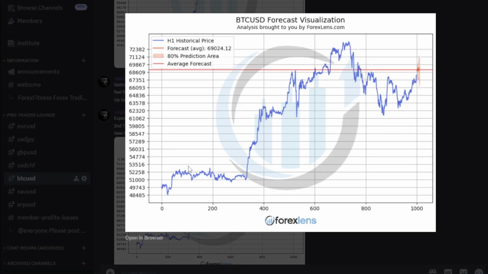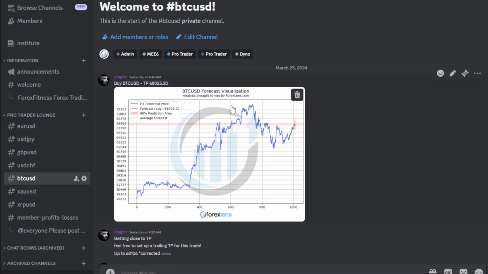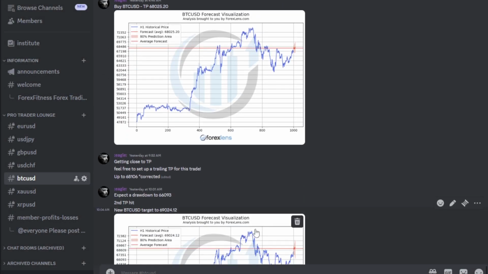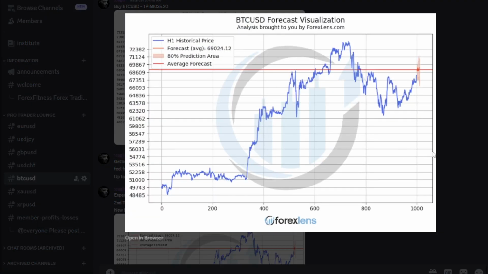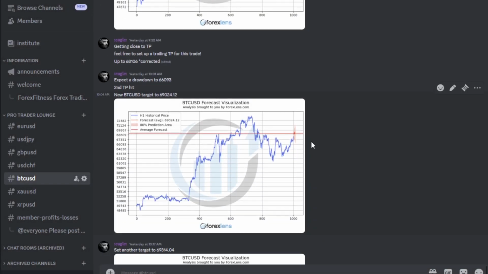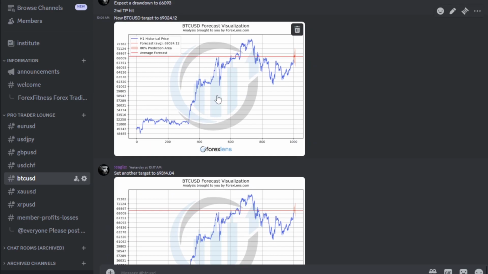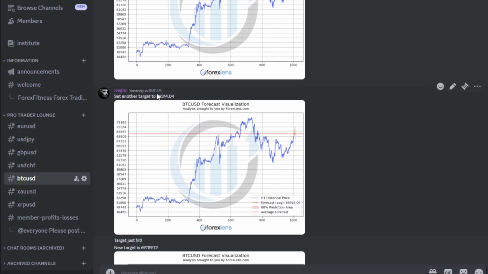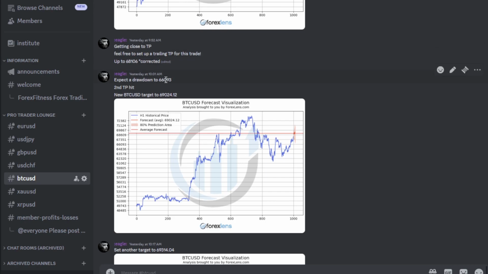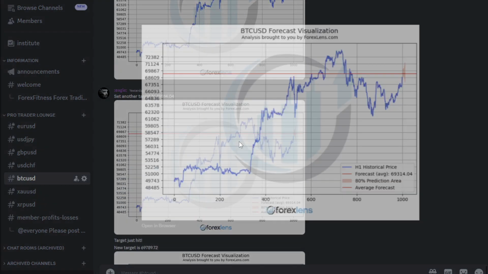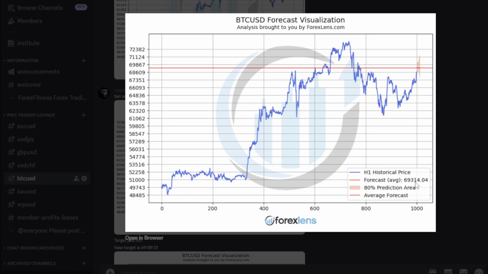up with the next price target, which went from 68,025 all the way up to 69,024. So pretty big swing. Then once that was hit, which happened actually pretty close, from 10:01 a.m. until 10:17 a.m., we were putting these out pretty quickly.